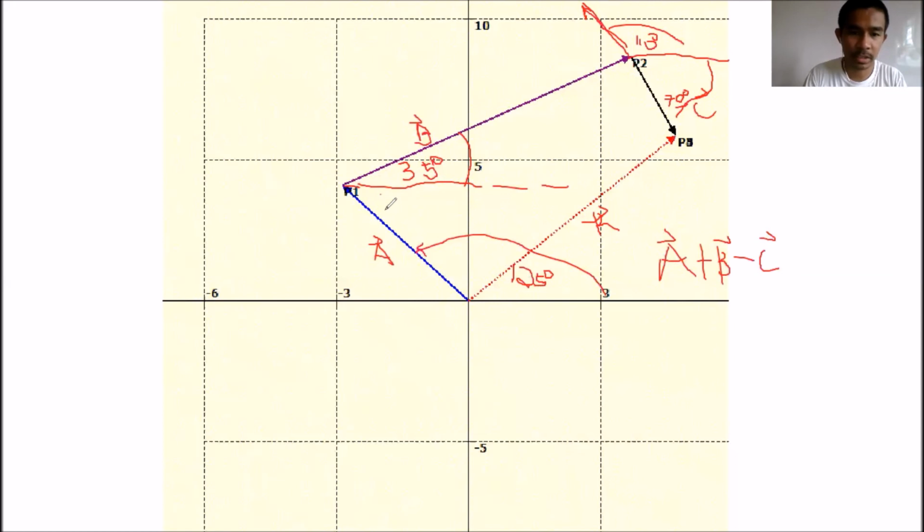Do not forget the process of determining the sum of vectors by graphical method. You need to lay the vectors one after another by placing the tail of the succeeding vector to the head of the preceding vector. And then the vector drawn from the tail of the first vector to the head of the last vector indicates the resultant. It represents the resultant vector.